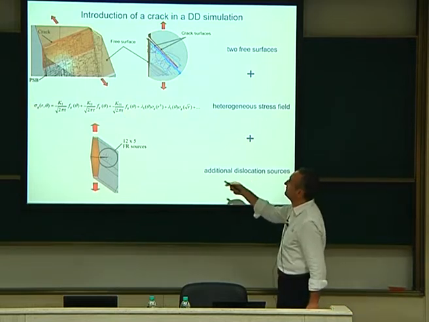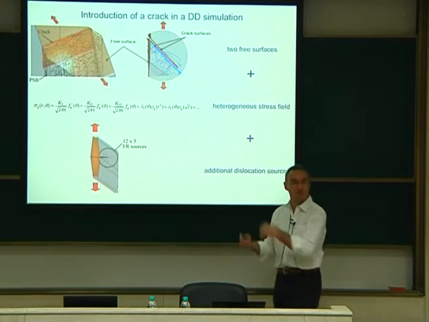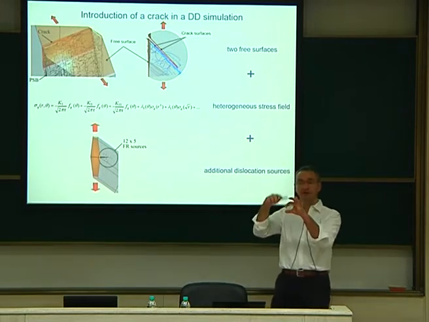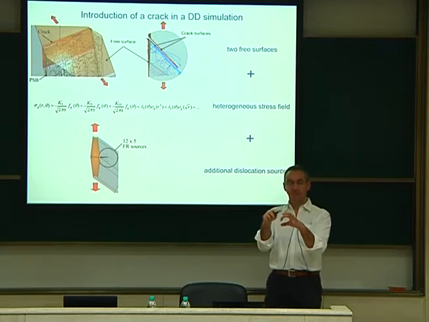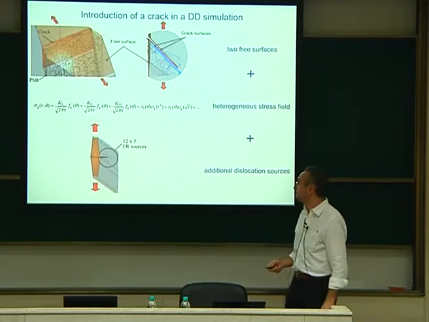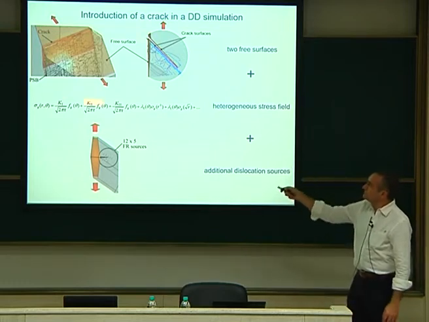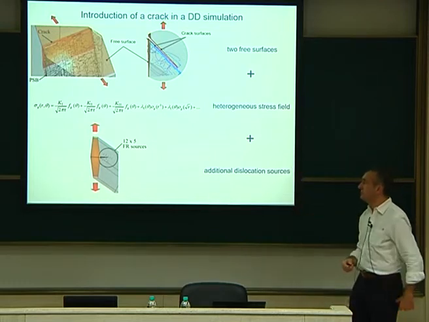We put this stress field analytically in the box. We superimpose this stress field on the DDD simulation. So it means that the dislocations will feel such things, very diverging at the tip here. So they will feel it and maybe they will react to that. Okay. Next feature we add, so we have the two faces, the stress field. One more feature needs to be added.